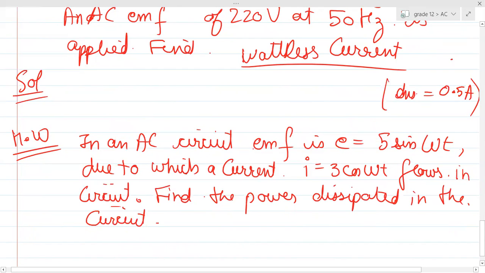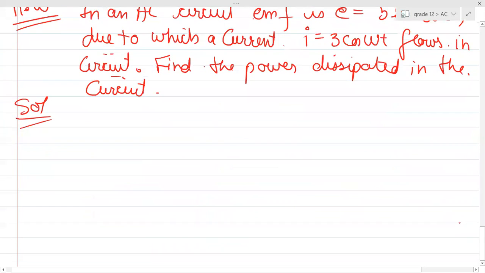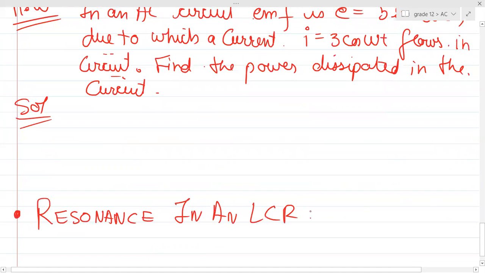So there is a question given in an AC circuit, EMF is this much, current is this much, and we need to identify the power dissipated in the circuit. It's an easy question, you should be able to do it. With this, I'm done with this particular part of power. Now let's discuss the next heading, which is called resonance in an LCR circuit. So what's the answer for this question? The answer for this is 0 watts.